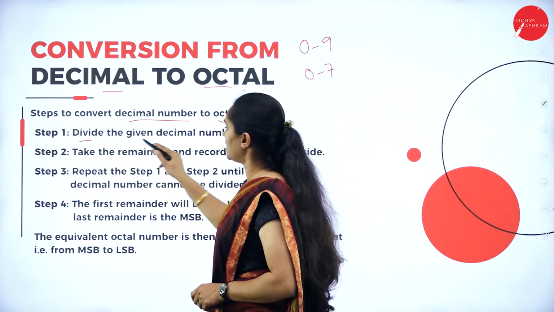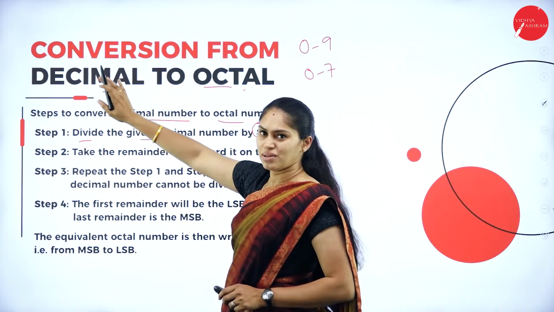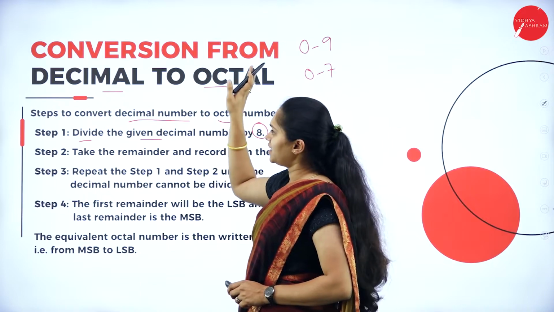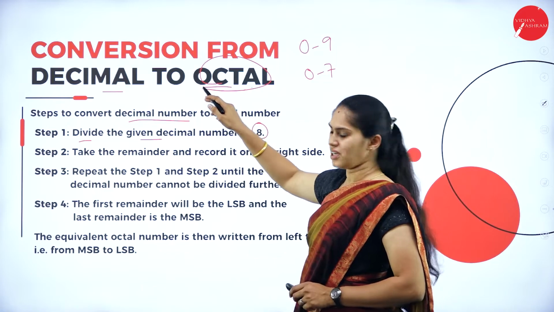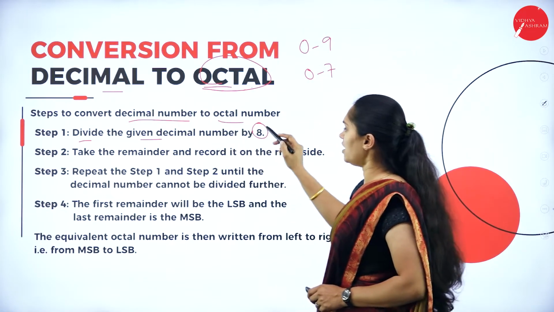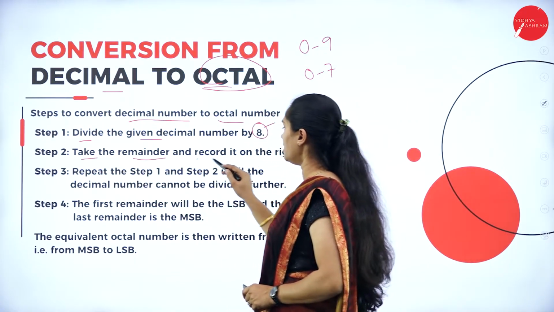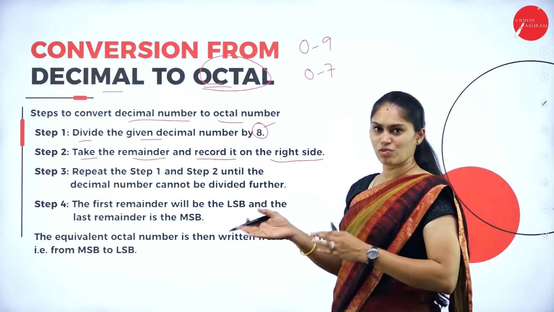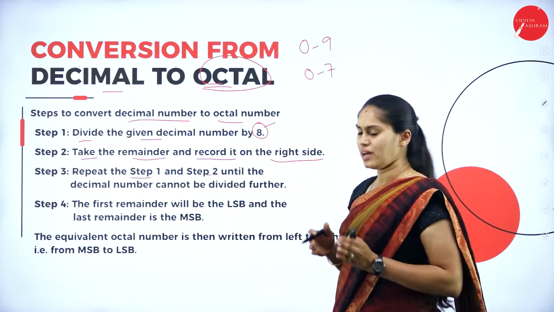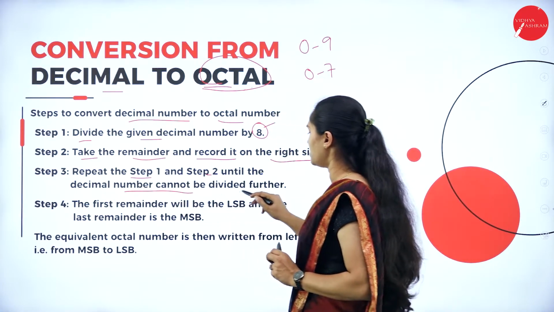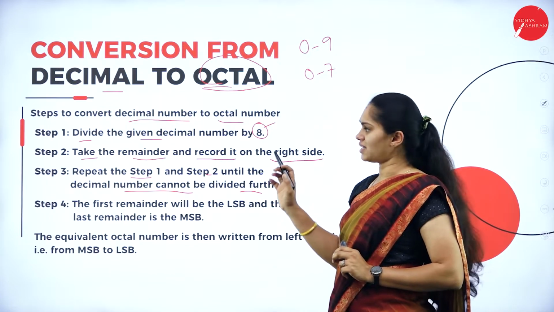First step is what? Divide the given decimal number by 8. As I told earlier, if the first word is decimal and then any other number system, then divide this decimal number by the base of the number system to be converted to. Now we are converting decimal to octal, so we have to divide the given decimal number by 8. Then take the remainder and record it on the right side, which we did for the decimal to binary. In the same way we have to do, and we have to repeat step 1 and step 2 until the decimal number cannot be divided further, or when the quotient becomes 0, at that time we have to stop.